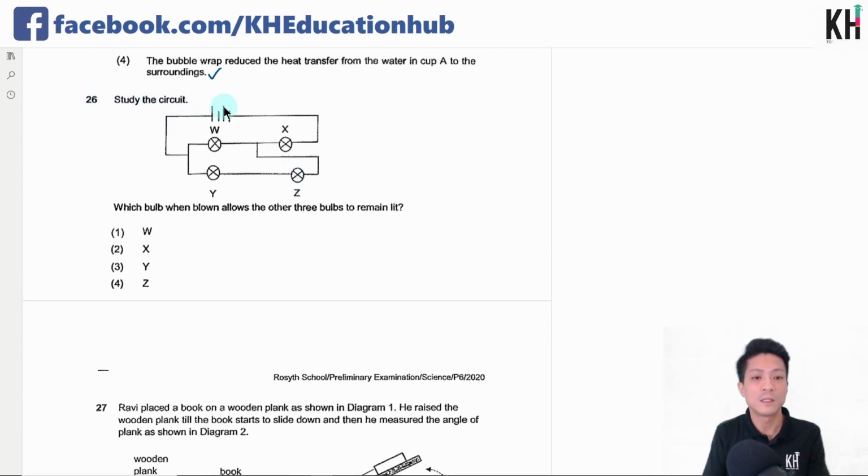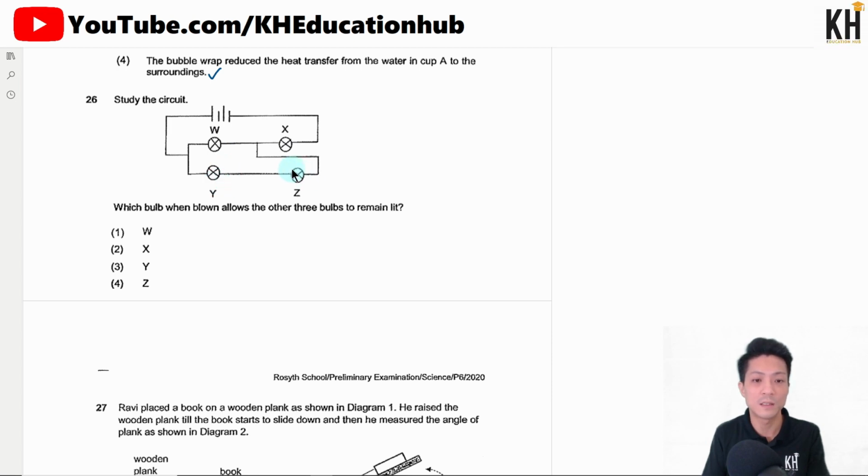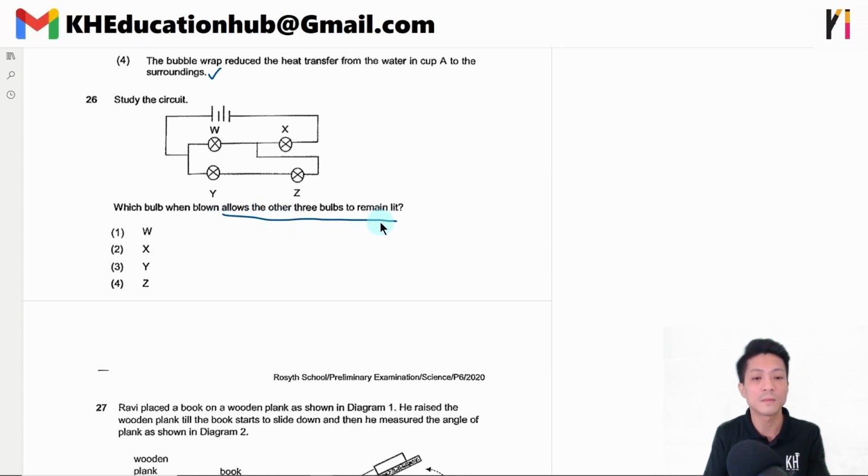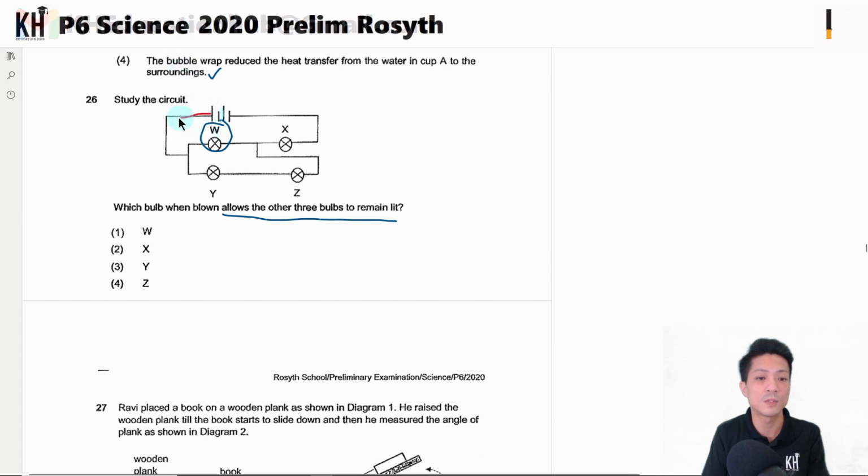Question 26, study the circuit below. There are 2 batteries connected to 4 bulbs W, X, Y, and Z, and it is a combination of both series and parallel connection. Which bulb when blown allows the 3 other bulbs to remain lit? It will only be W, because when W is blown, the current will still be able to flow from here to here to here, and back to here. So the answer is number 1.